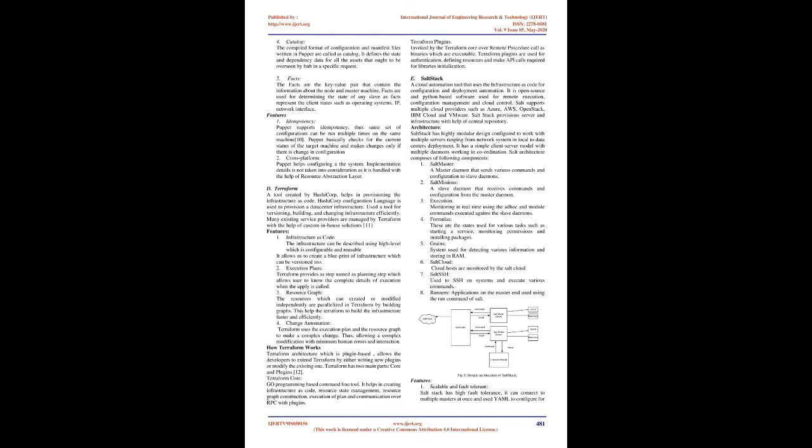3. Resource graph. The resources which can be created or modified independently are parallelized in Terraform by building graphs. This helps Terraform to build the infrastructure faster and more efficiently. 4. Change automation. Terraform uses the execution plan and the resource graph to make a complex change, thus allowing complex modification with minimum human errors and interaction.